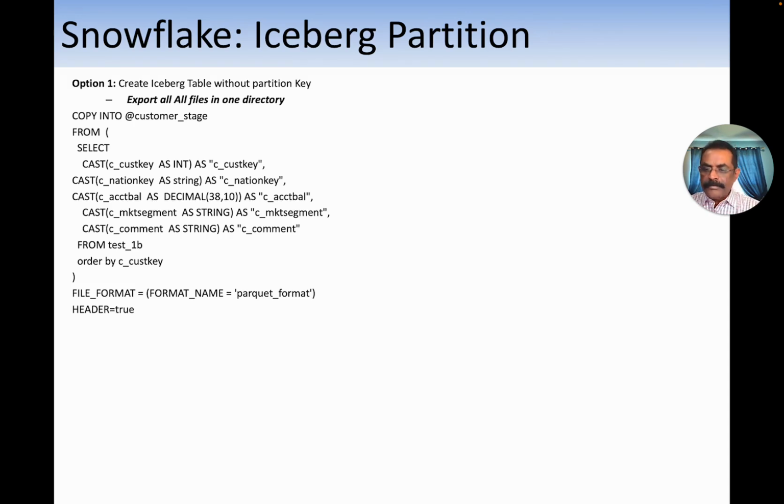So if you look at this example, I'm exporting the test_1b table, which is a 1.5 billion row table. While exporting, I'm also doing a data type change. So yes, this is where you need to look at mapping the Snowflake data types, like number versus decimal and variant versus string. Those are the things you have to look at.